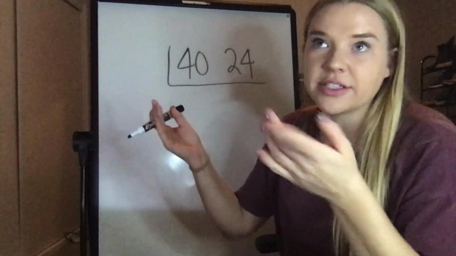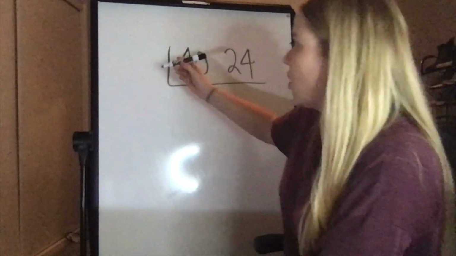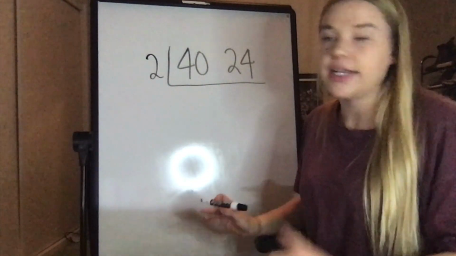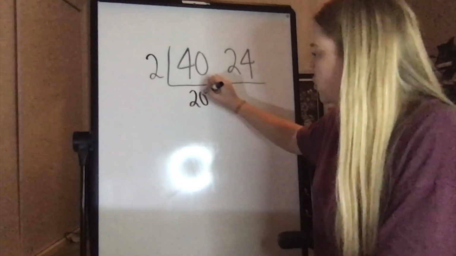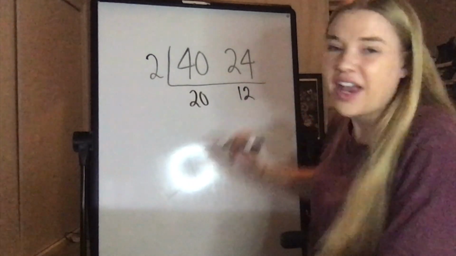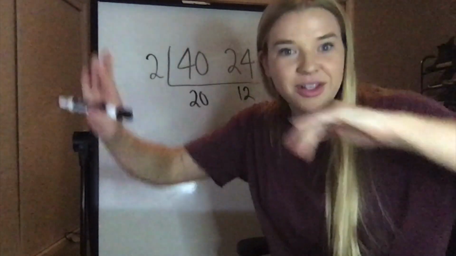Okay, 1, obviously. 2 now. Well, 2 can go into 40 and 2 can go into 24. So I'm going to use 2. And now I'm going to divide. So 40 divided by 2 is 20. 24 divided by 2 is 12. And of course, if you need to work these out, do so. Pause me, work it out.